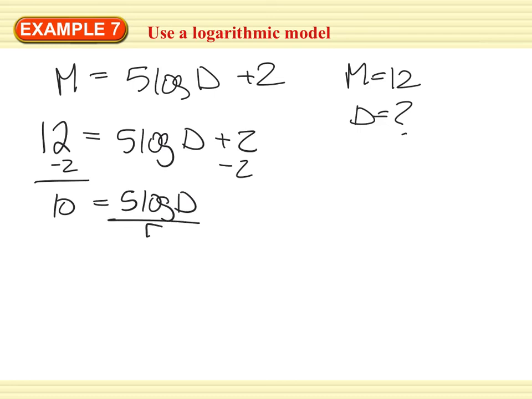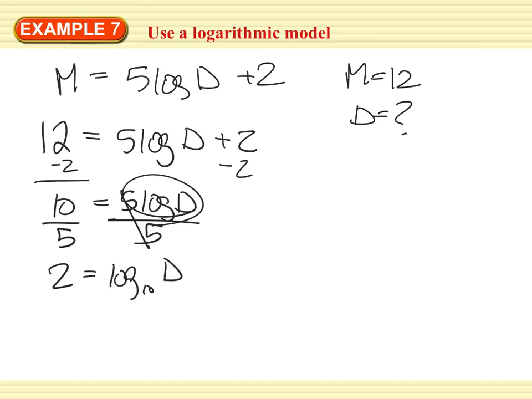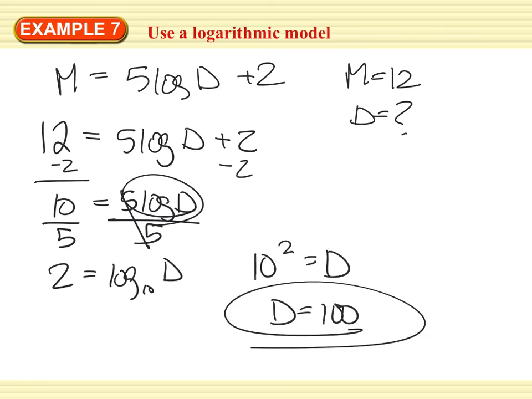And I'm going to divide both sides by 5. I need to isolate that variable. So 2 equals log base 10 of d. So 10 squared equals d. d equals exactly 100. So the diameter is 100 millimeters.